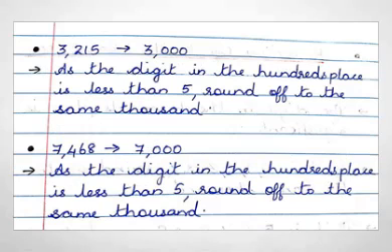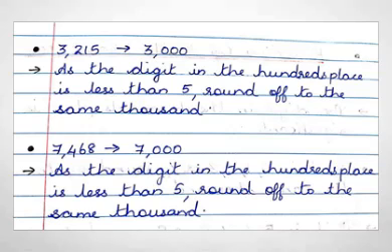Second question is 3215. As the digit in the hundreds place is less than 5, round off to the same thousand. In the case of 3215, the digit in the hundreds place is 2, which is less than 5. So, 3215 is round off to 3000.